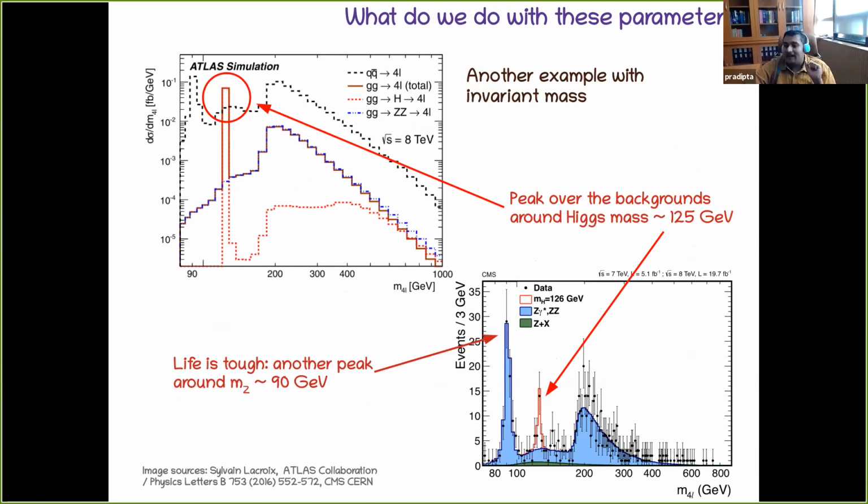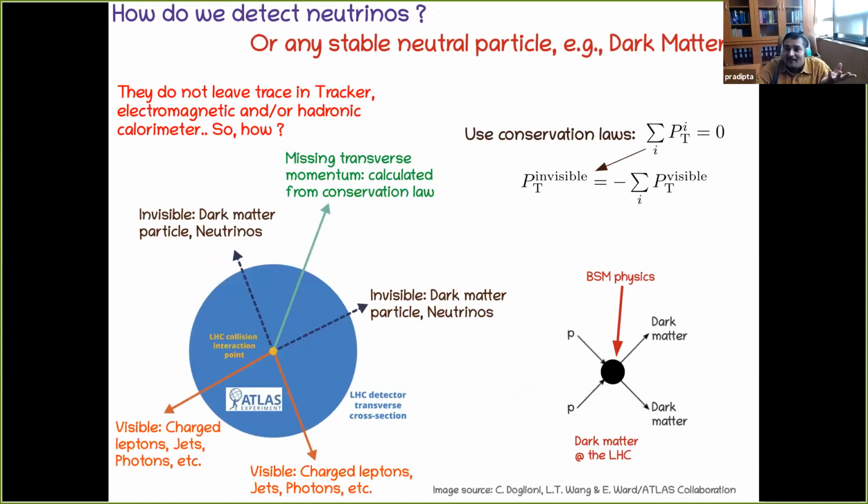It's very, very challenging. So a good experimentalist should also have knowledge about the underlying theory and vice versa. Now, the important question: how to detect a stable neutral particle like neutrinos or the dark matter? Of course, they are stable. So as I have represented in the cartoon diagrams, they appear completely invisible from the viewpoint of a detector.